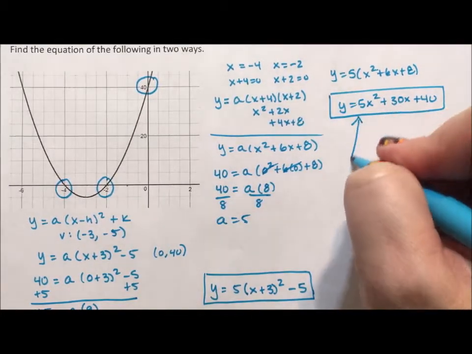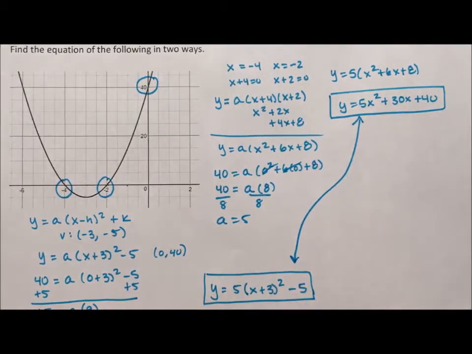Now, you could try to convert between these two forms. Square this, multiply by 5, subtract 5. You should end up with this exact same equation.